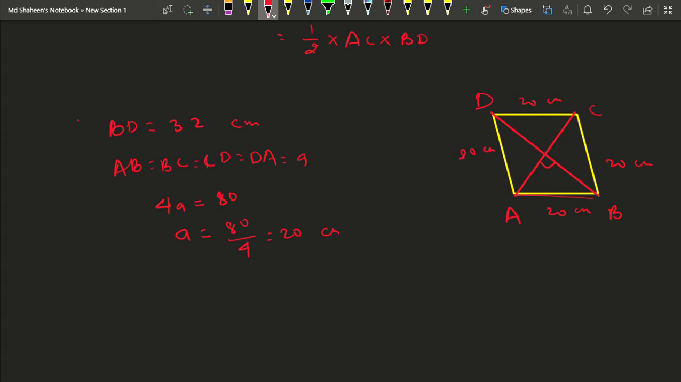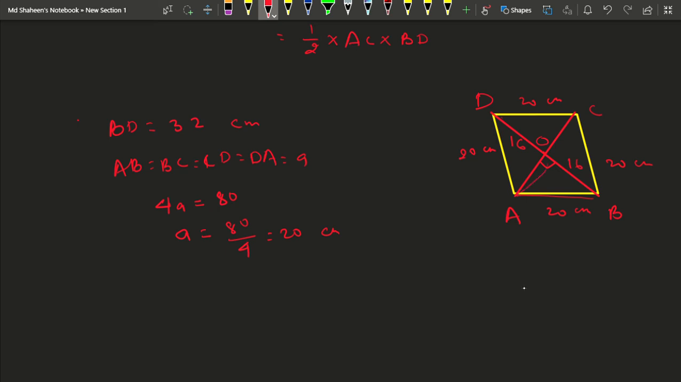Okay. And one other thing about diagonals. The first property of a rhombus is that its diagonals cut each other at 90 degrees, and another property is that its diagonals bisect each other into equal parts. If we consider BD is 32, and this is point O, then this will be 16 and this will be 16.